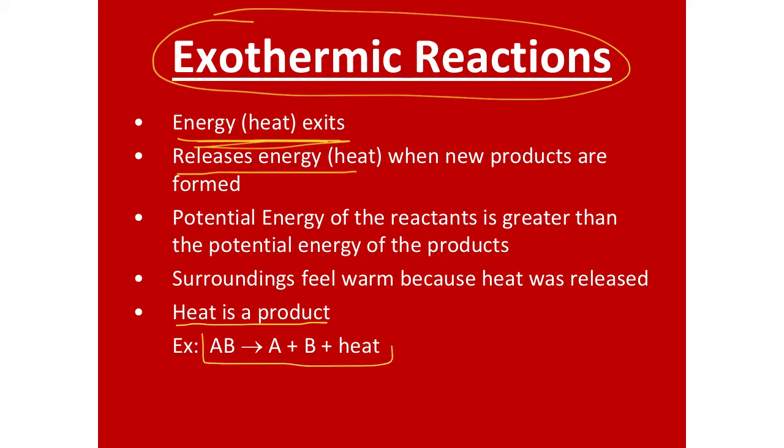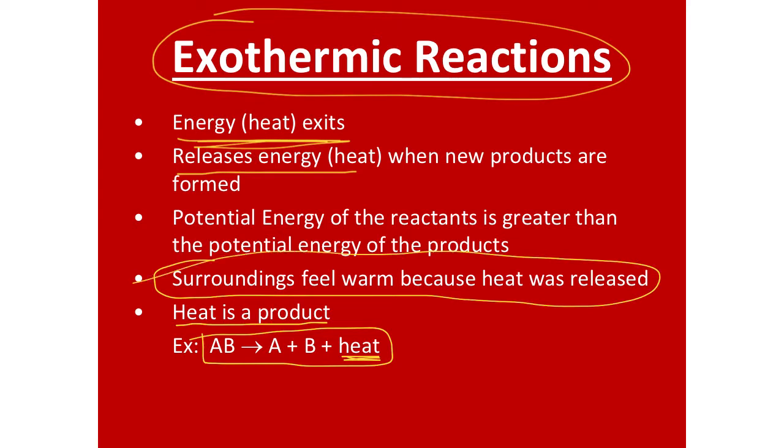So if we take a look at this example here, we see that heat is on the product side of the equation. Now, a lot of times it will say like 50 kilojoules. So if it's on the product side, it's going to be an exothermic reaction. In an exothermic reaction, the potential energy of the reactants is greater than the potential energy of the products because heat is released. So the products end lower than where the reactants started. And also, when we have an exothermic reaction, the surroundings feel warm because heat was released.